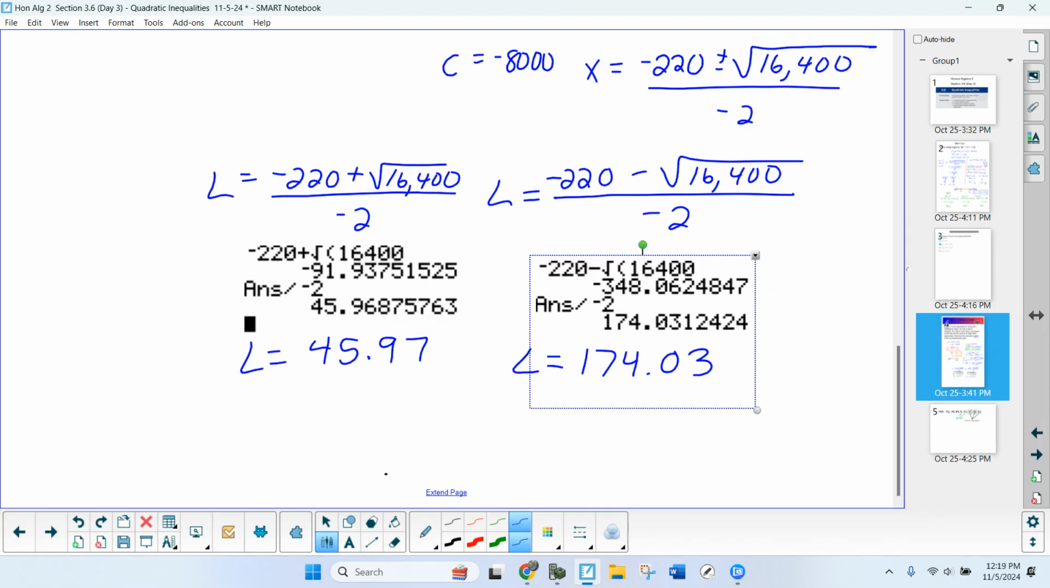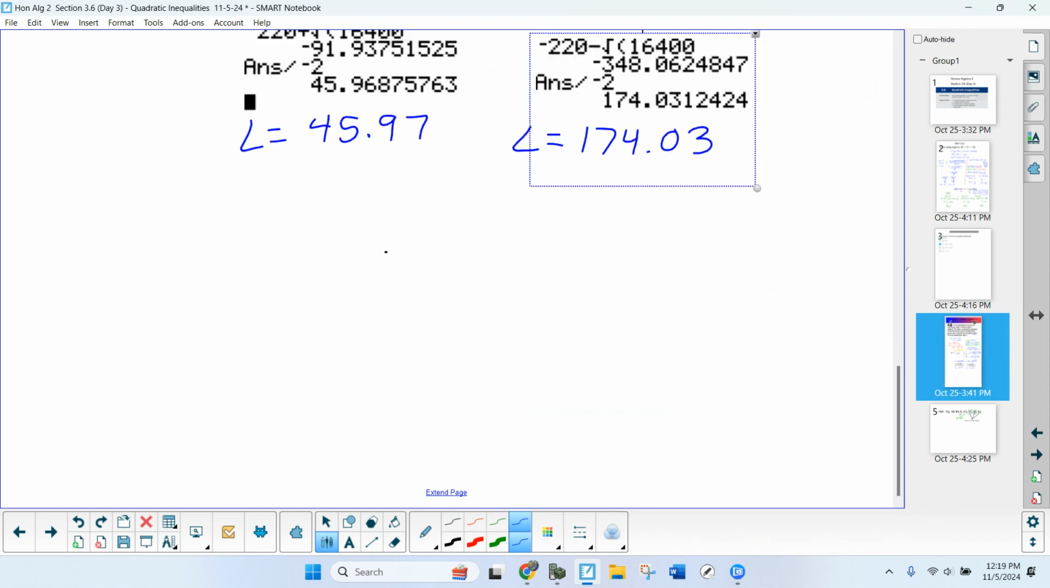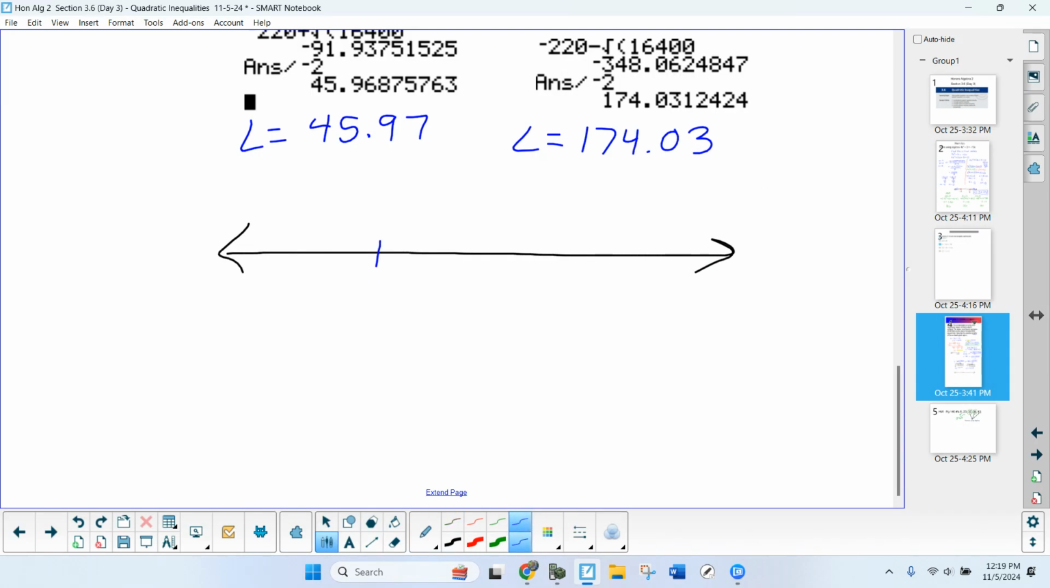But those are only my critical values. So now I'm going to come to my number line and put 45.97 and 174.03. Open or closed circles? Closed. Why is it closed? Greater than or equal to 8,000. So those do include those points.